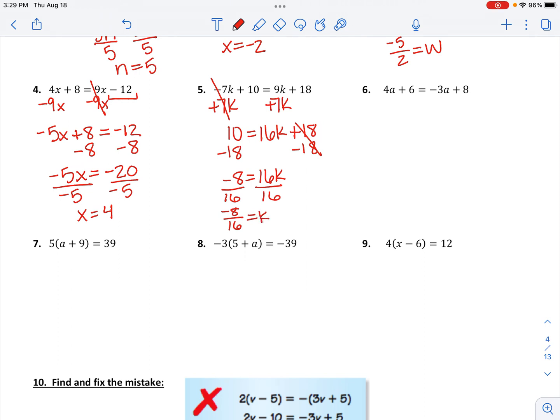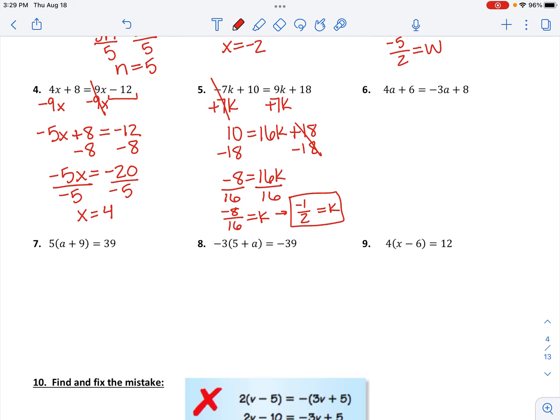We've talked about leaving our answer as a fraction instead of a decimal. The only thing with this one is this fraction will actually simplify. So we want to go ahead and simplify to -1/2 for our final answer. 8 goes into 16 twice, so that's 1/2, keeping that negative on there.